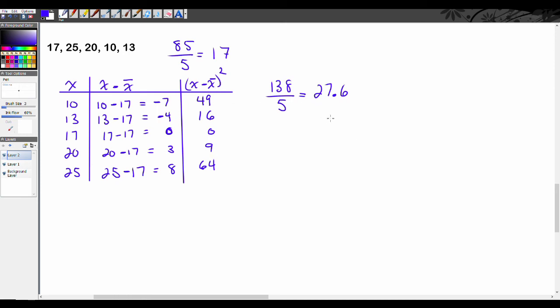In order to get to our standard deviation, we need to find the square root of 27.6. We're going to round that to the nearest tenth. So the square root of 27.6 rounded to the nearest tenth is 5.3. All right, hopefully this helps you to understand the measures of center and spread, especially standard deviation.